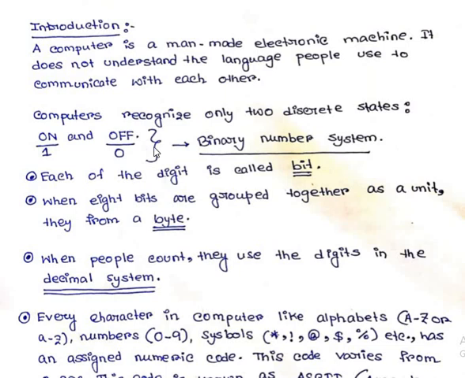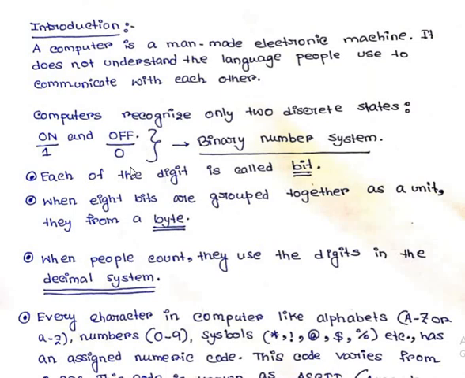We represent 1 as on and 0 as off. So it is called the binary number system. Now each digit of the binary number system is called a bit. That means 1 itself is a bit and 0 itself is a bit. When 8 of these bits get together, then it forms a byte. If I write 1001 like that, 8 digits together, then it will form a byte. So a single digit is called a bit, and when it is grouped with 8 digits, then it's called a byte.